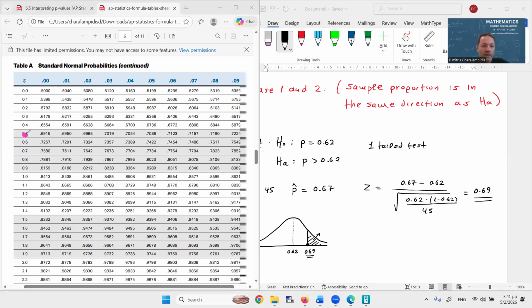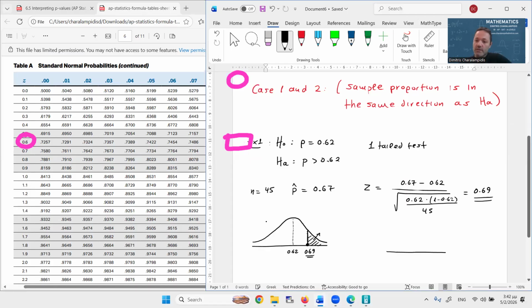0.60 would be here, 0.09 is here, these two meet over there. So this means that the z-score for that gives me an area of 0.7549. However, this is not the area I need to find. Why not? Because remember that the z-scores always give me the area from the very left end up to that point.